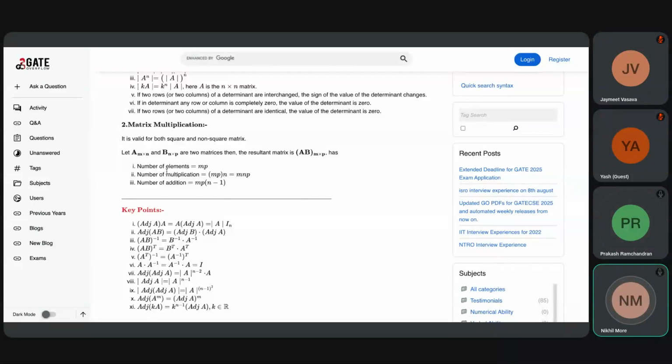It just says that the number of elements is mp because it's an m by p matrix. The number of multiplications of elements in these two matrices would be mp into n, and the number of additions required would be, these are the basic addition and multiplication properties within two matrices.